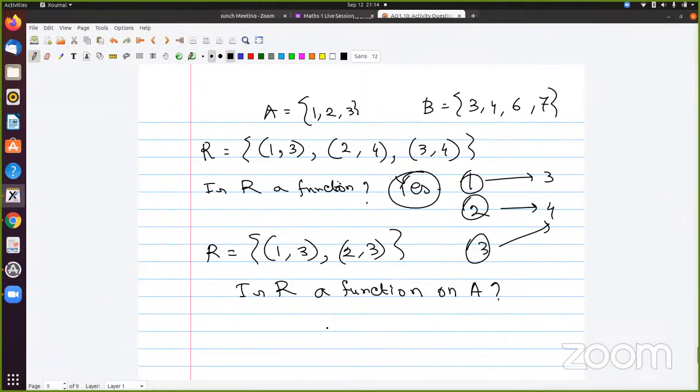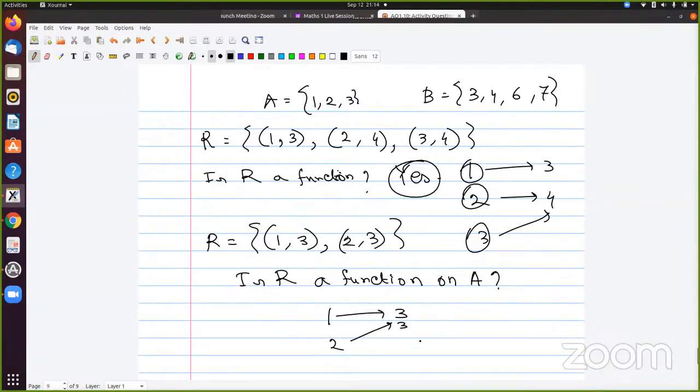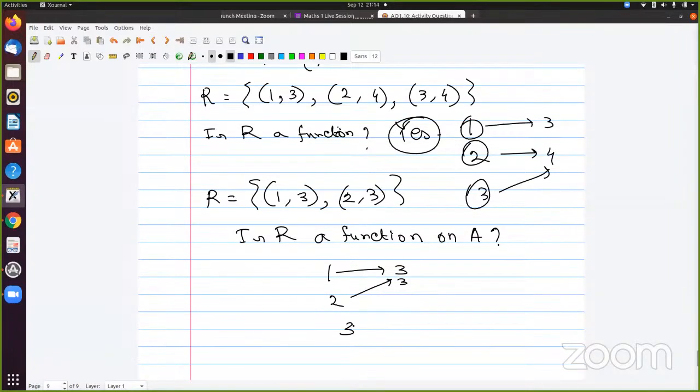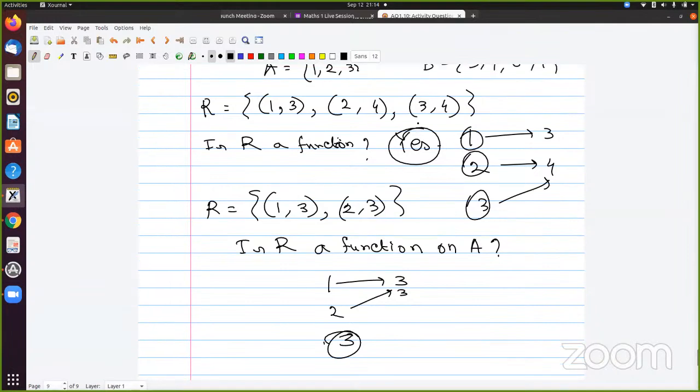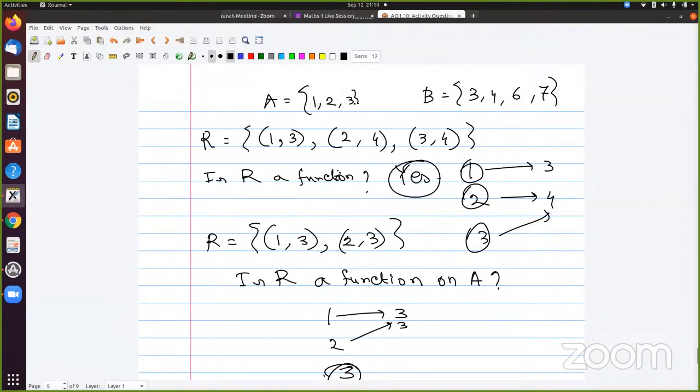Here there is one input, 1, going to 3, and 2 going to 3, okay. But 3 in A is missing. 3 is supposed to be related to something, right? I have not taken 3 into account. 3 is inside A, but 3 is not going anywhere. I have not taken 3 as an input, right? So it is not a function.